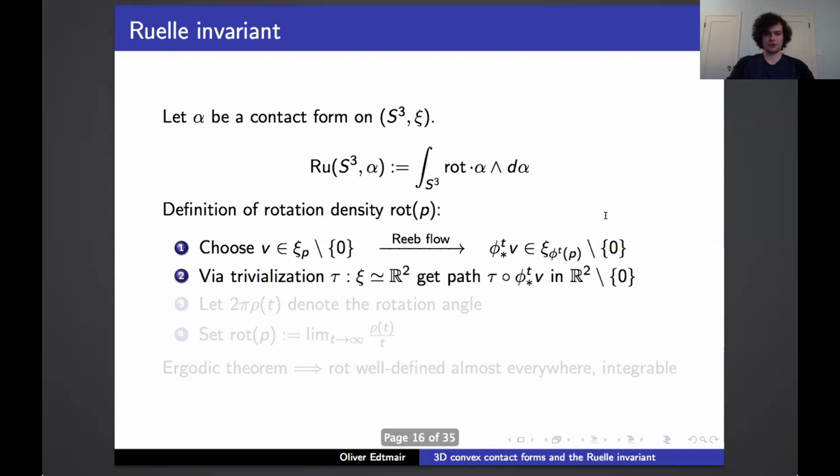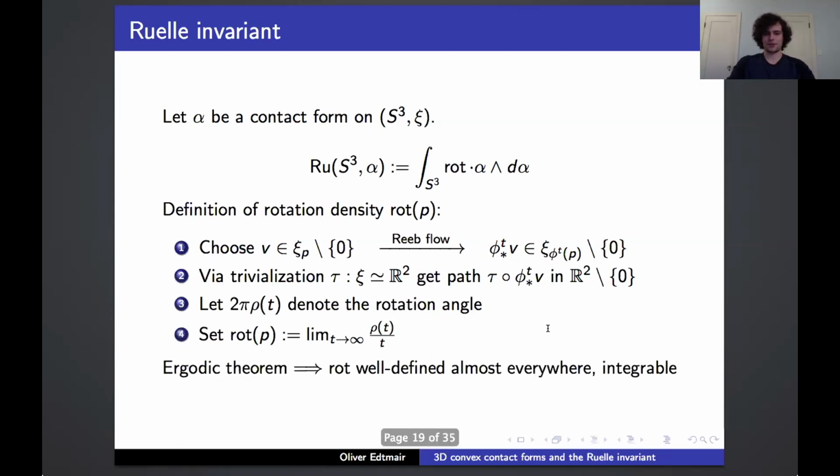If I now also choose a trivialization of my contact structure, I can view this vector field along the Reeb trajectory as a path in R2 minus the origin. Right, and such a path has a well-defined rotation angle. So I measure how much the angle changes with respect to time, starting at time equal to 0. Right, so rho equal to 1 means 1 full rotation here. And then finally, I can set the rotation density at the point P to be equal to the limit as the time goes to infinity of the rotation number rho of t over t. The mean number of rotations per time unit for a very large time.